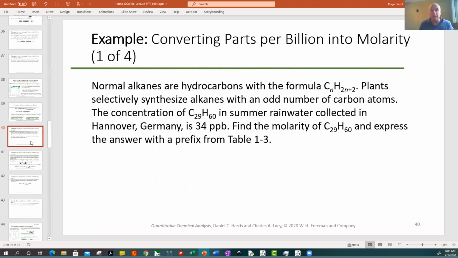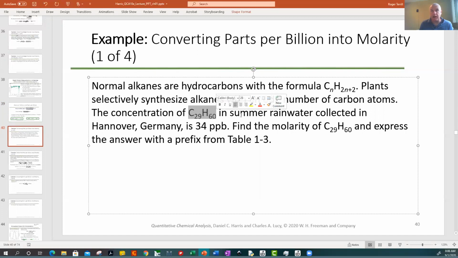Let's move on. So for example, converting ppb into molarity. Well, if you have a hydrocarbon, for example, C29H60, and someone says, oh, that's 34 parts per billion, then you might want to find the molarity of this guy. And then you want to use also a prefix like nano or micro or whatever.